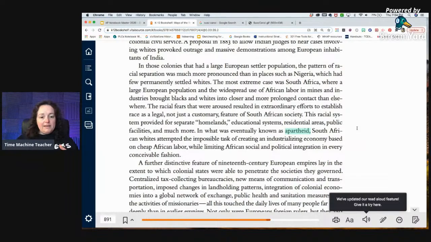And it was set up by white South Africans in an attempt to create an industrializing economy based on the cheap African labor, while also limiting African social and political integration. So it was kind of like keeping them in the low salary area, without allowing them a lot of say in things.